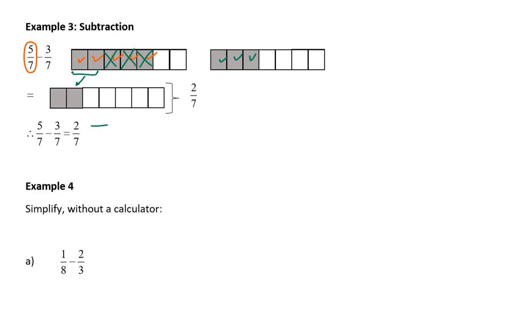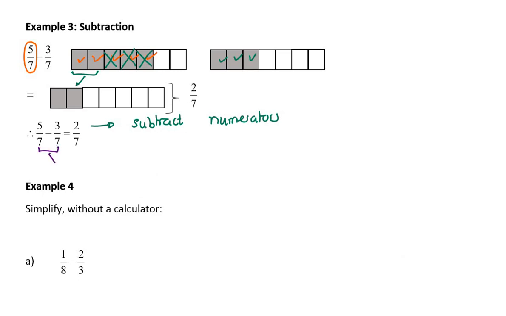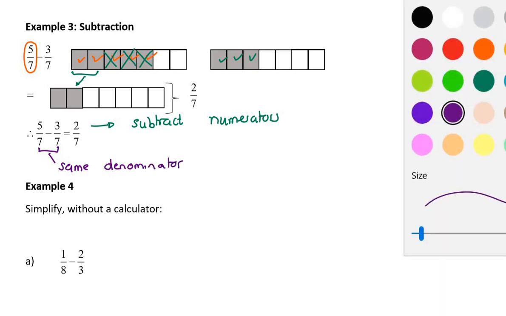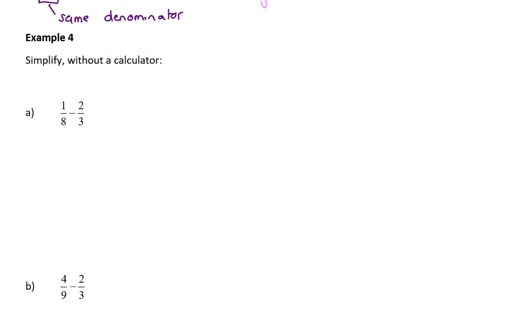So again, you basically just subtract the numerators because you're counting up how many pieces I have. Notice if these pieces aren't the same size, I can't do anything. So they have to have the same denominator, but notice you do not subtract the denominators because you're not changing the size of the pieces. So the denominator stays the same. So it's exactly the same as addition, except you're subtracting the numerators and not adding them. So again, let's try some examples together.